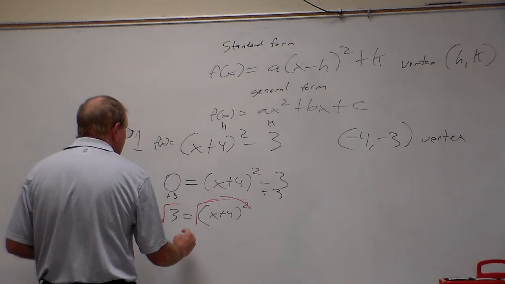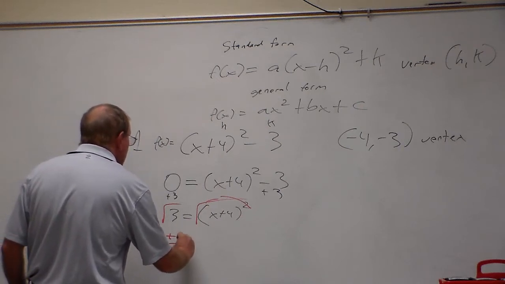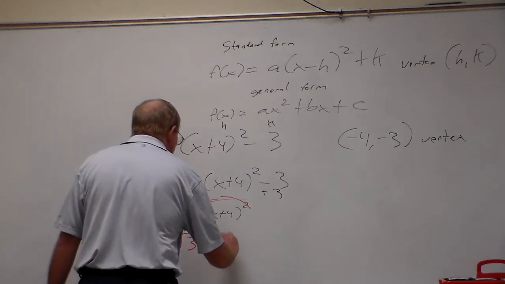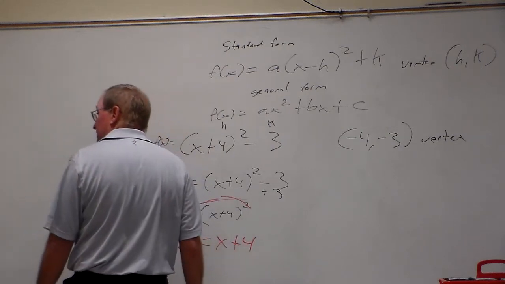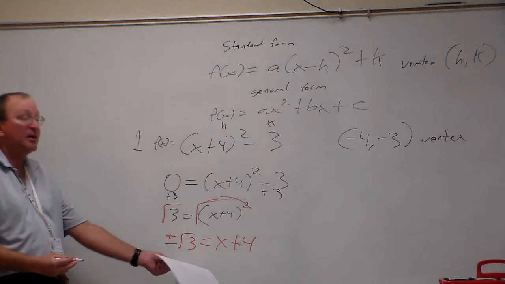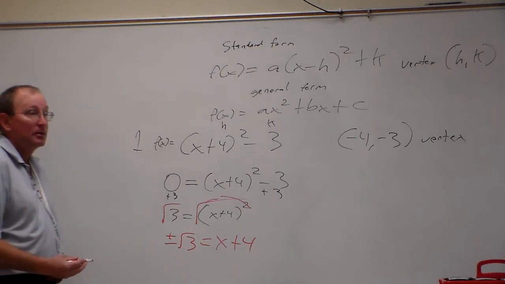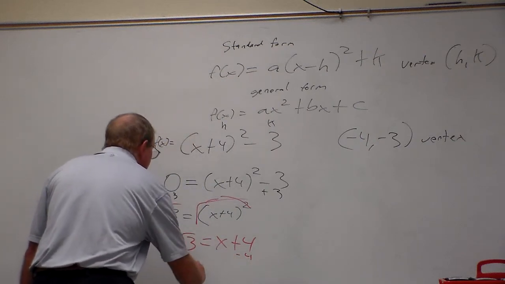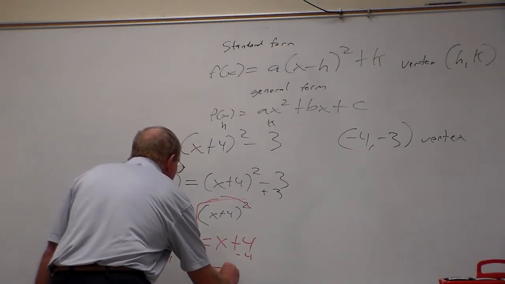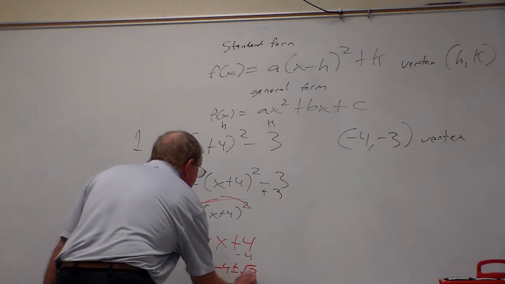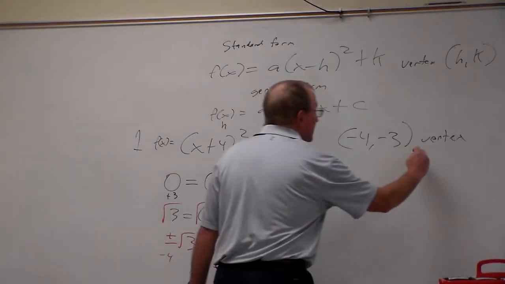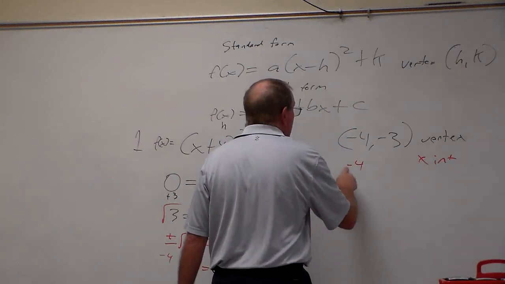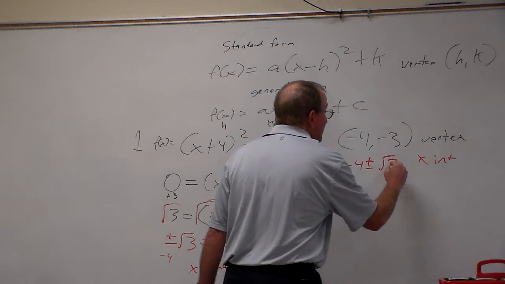these would cancel out. Now, I technically have plus and minus the square root of 3, correct? Equals x plus 4. So guess what I have to do to get x by itself? Minus 4 from each side. So x would equal negative 4 plus or minus the square root of 3. I have just now found my x-intercepts. My x-intercepts occur at negative 4 plus or minus the square root of 3.